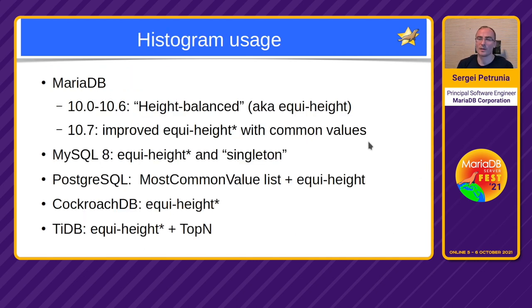MariaDB has the equi-height histogram, although it calls it height balanced, from version 10.0 to 10.6, and in 10.7 there is another kind of equi-height histogram. The same thing in MySQL 8. PostgreSQL uses a most common value list, and whatever is not there is put into an equi-height histogram. Cockroach and TiDB also use equi-height histogram, and TiDB has a variant of most common value list. I put a star where the equi-height histogram is actually not exactly equi-height. We'll get to this in a few slides.